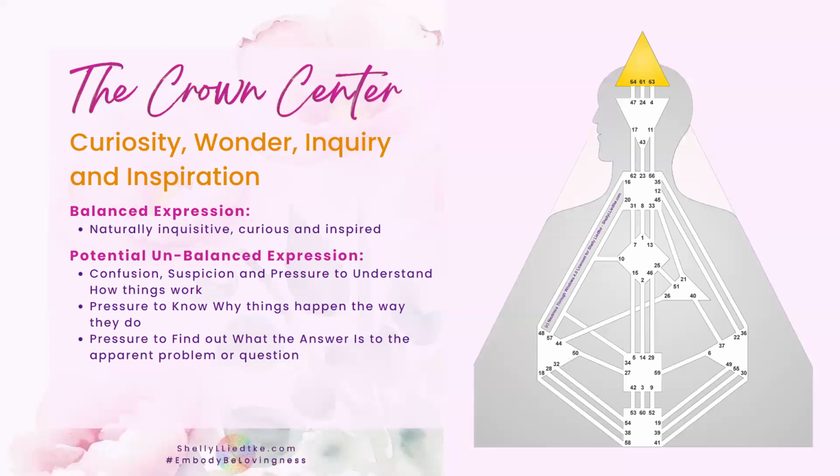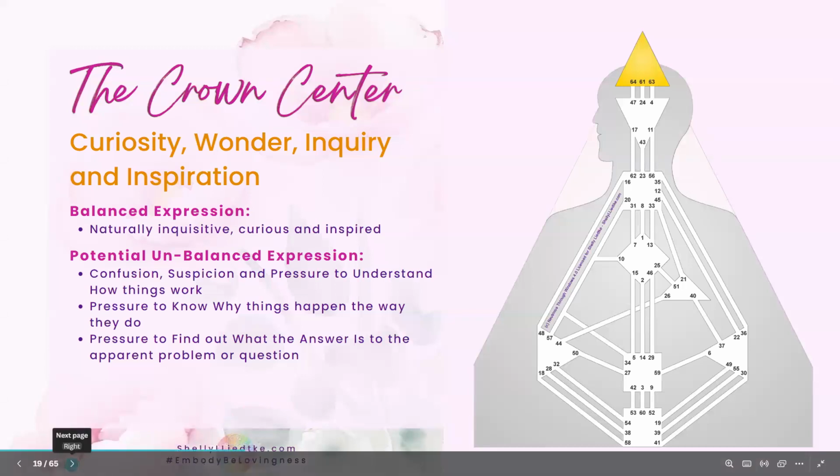And if it's the potentially unbalanced expression, then there could be an experience of confusion, suspicion, a pressure to understand how things work and to know why things happen the way they do, and the pressure to find out what the answer is to the apparent problem or question, meaning just going and not able to put it down, like the wheels are just spinning and not able to relax. This is much like a child that says, why can't I do this? What's this? And sometimes we can get stuck in those kinds of cycles as adults as well.